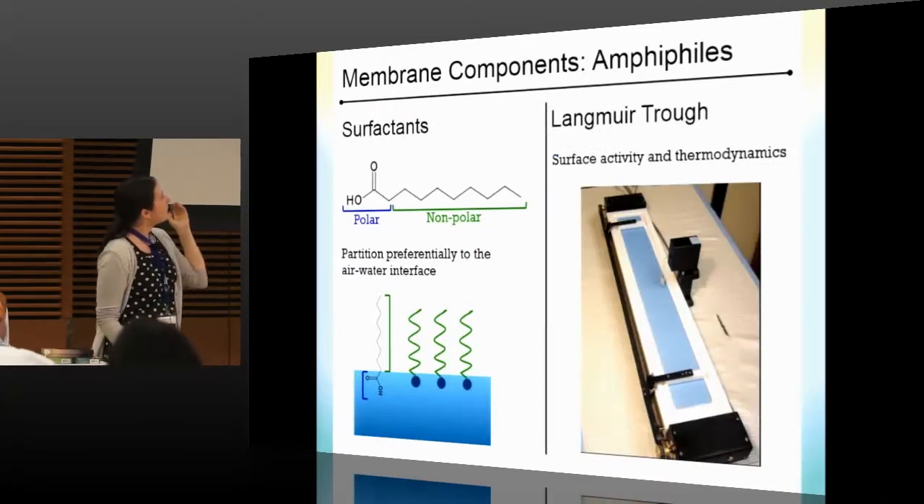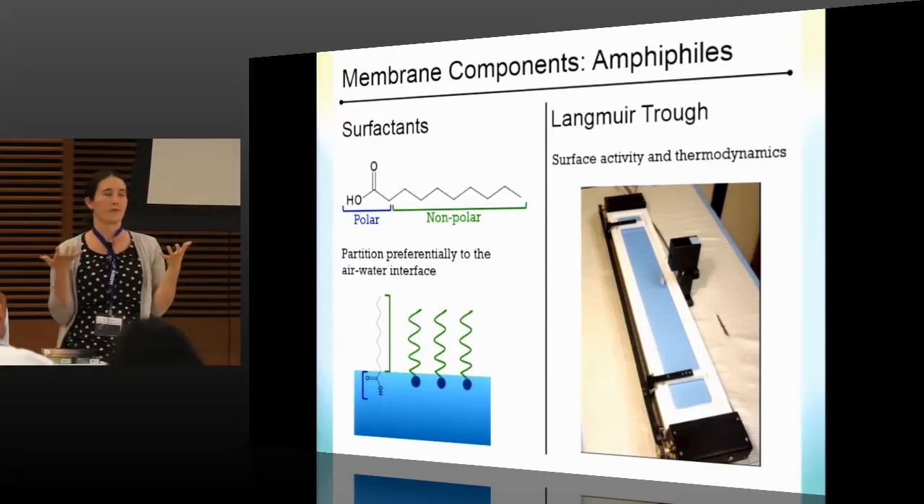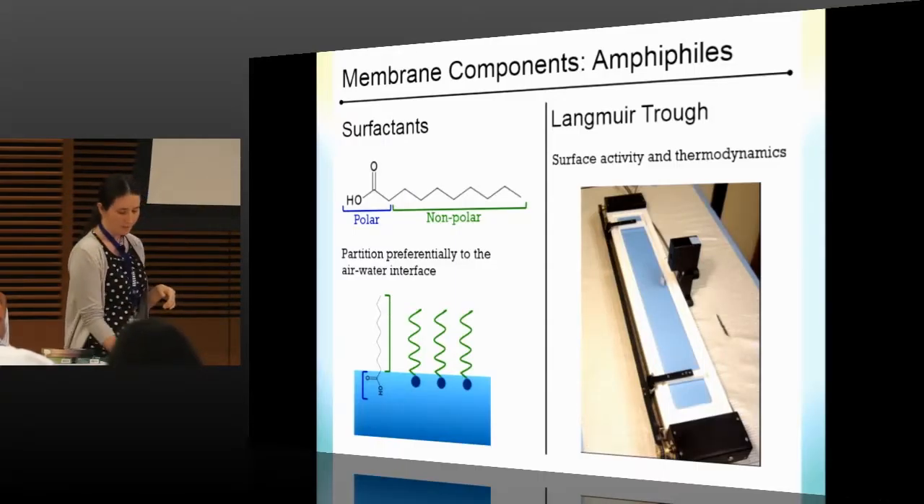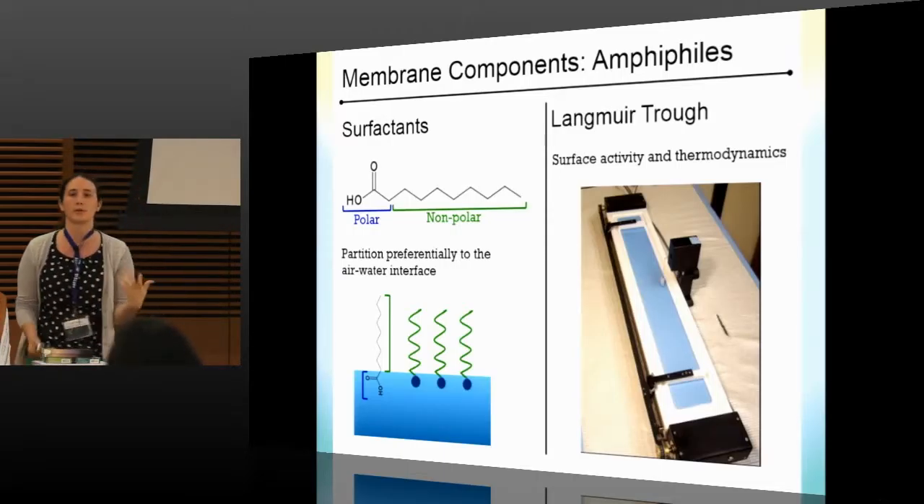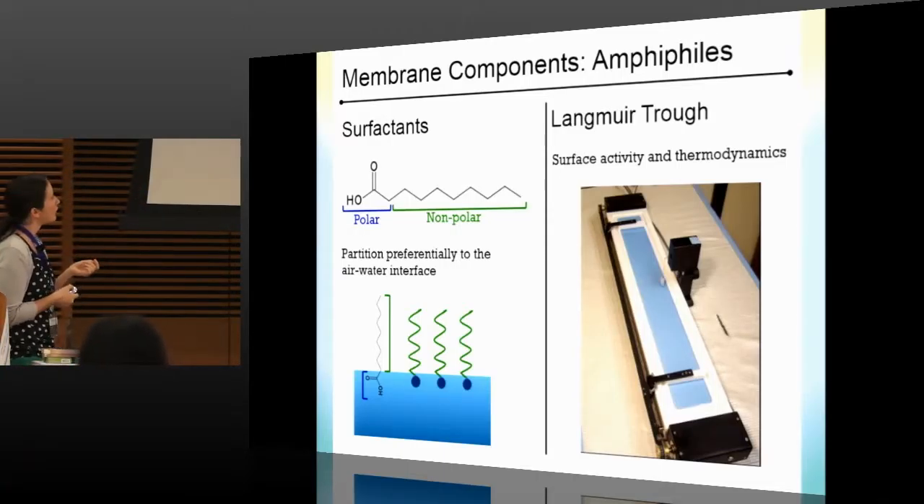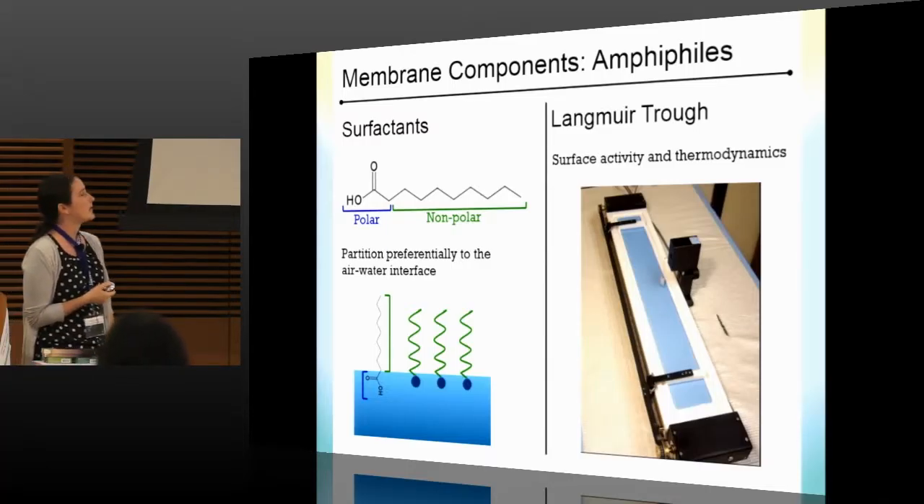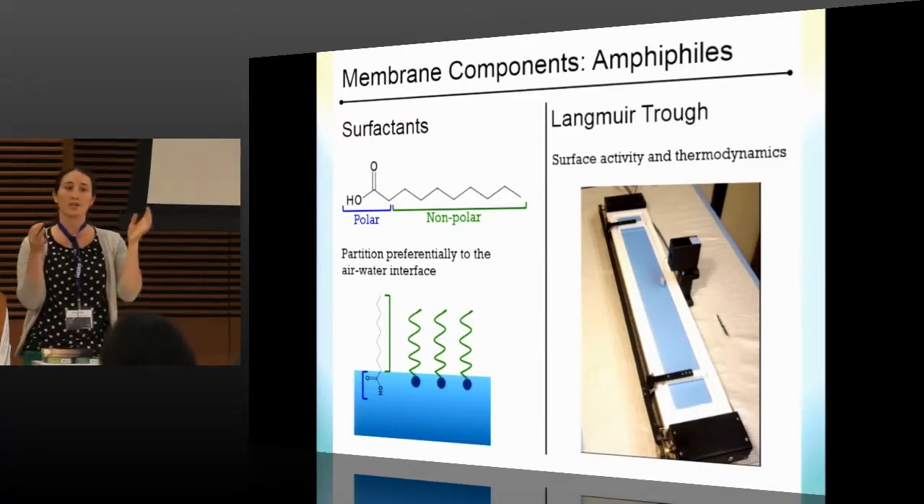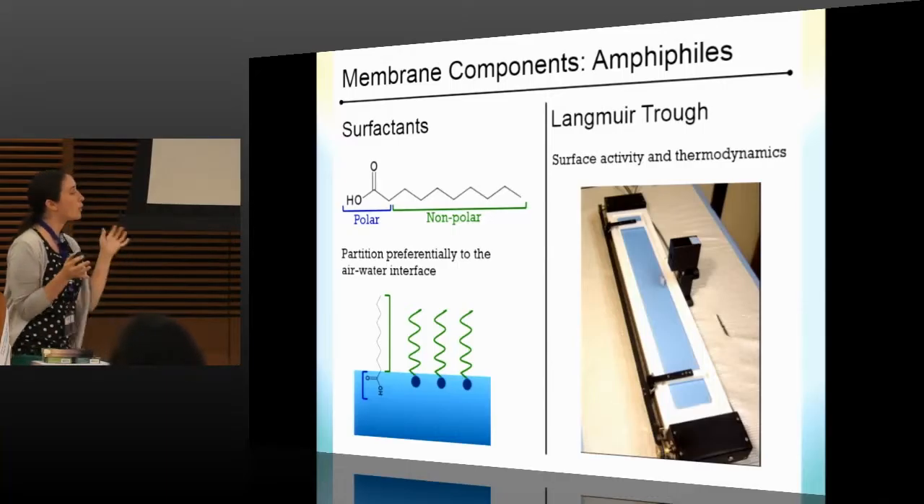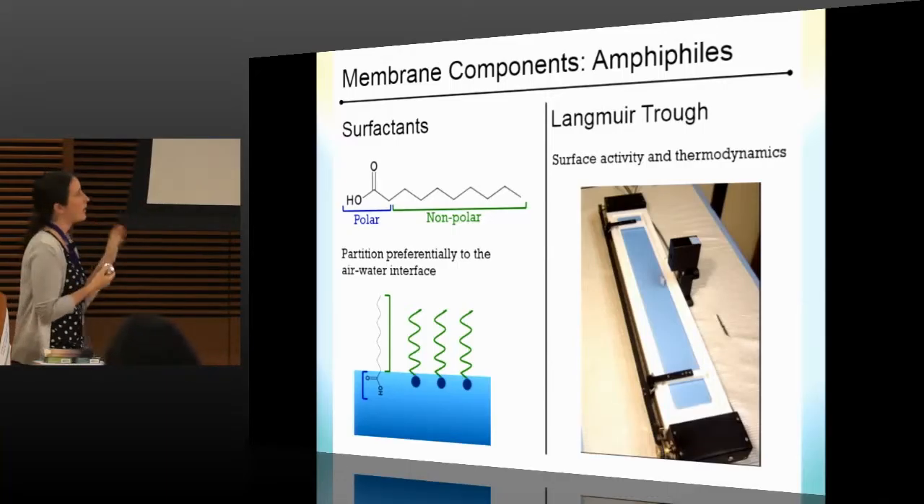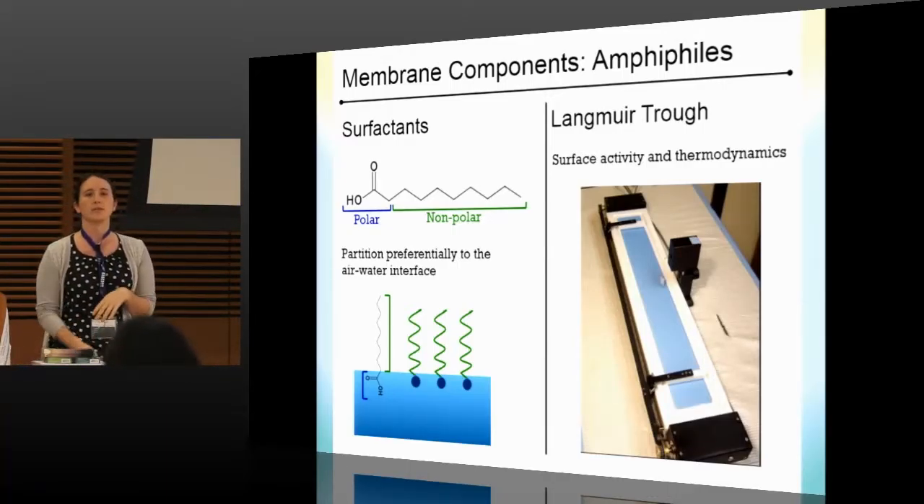And so membrane components are amphiphiles, they're surfactants, and so they usually have a polar head group and a nonpolar tail, and that means that if you're in water, the polar head group is hydrophilic, it likes water, and the tail group is hydrophobic, so these things will partition to the surface of water and orient themselves and concentrate in that. And we can measure this surface activity using a Langmuir trough, which is just a really simple Teflon dish.